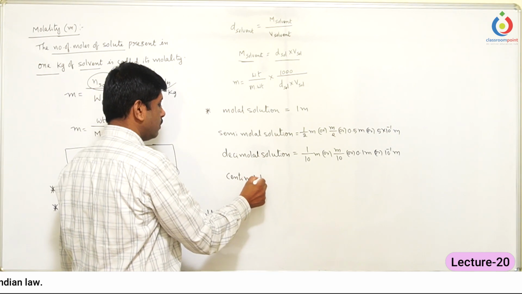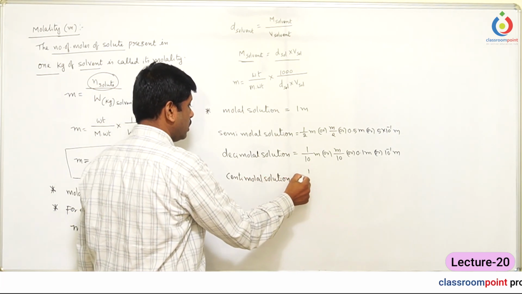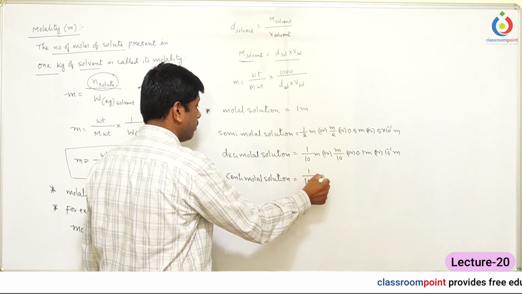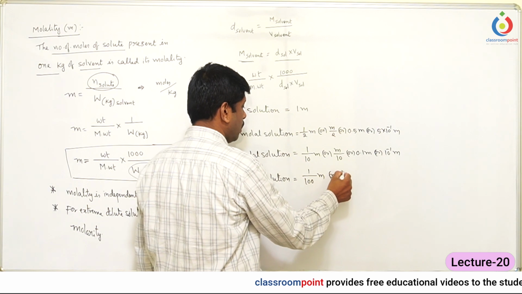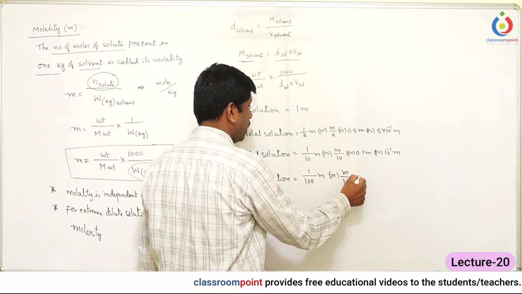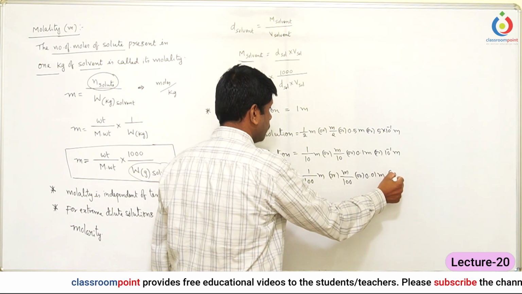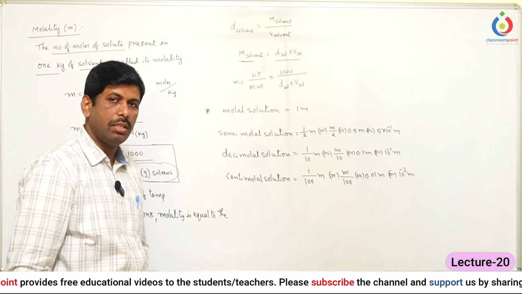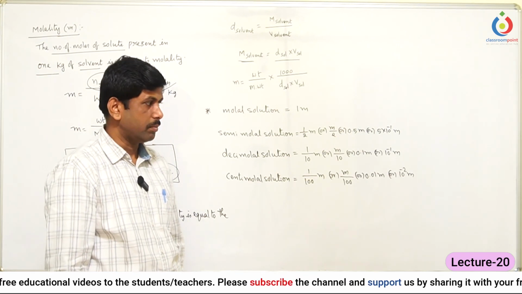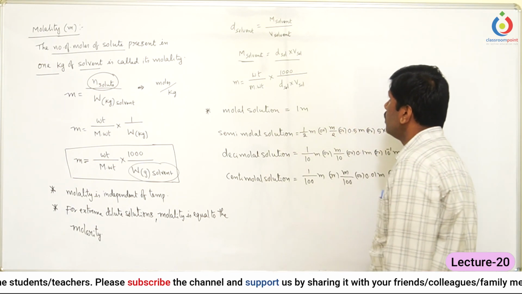Centimolar solution is equal to 1 by 100 M solution, or M divided by 100, or 0.01 M, or 10 power minus 2 M solution. It is called the centimolar solution. Now let us see one or two questions based on the molality.